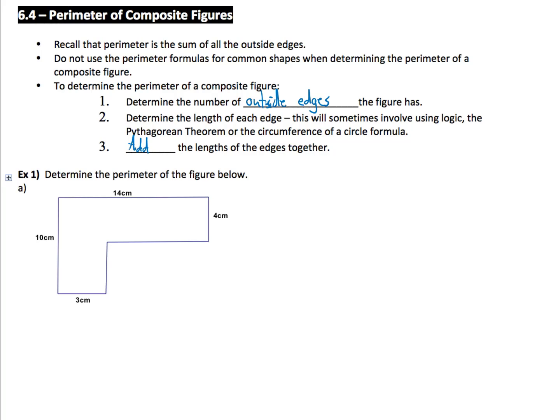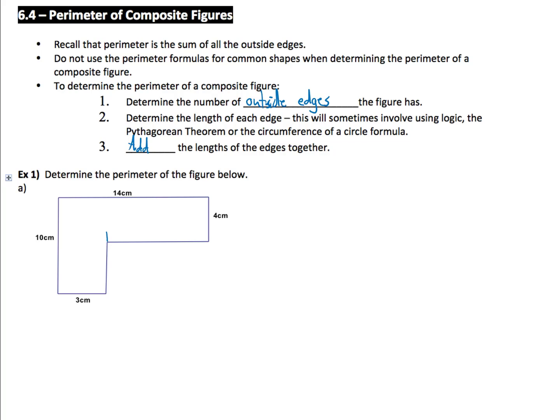Our first example is a little bit more straightforward. It is still a little tricky. You still have to think about it. Determine the perimeter of the figure below. Now this isn't to scale, so if you're measuring with a ruler, it's not going to work. So we have to actually think about this critically.